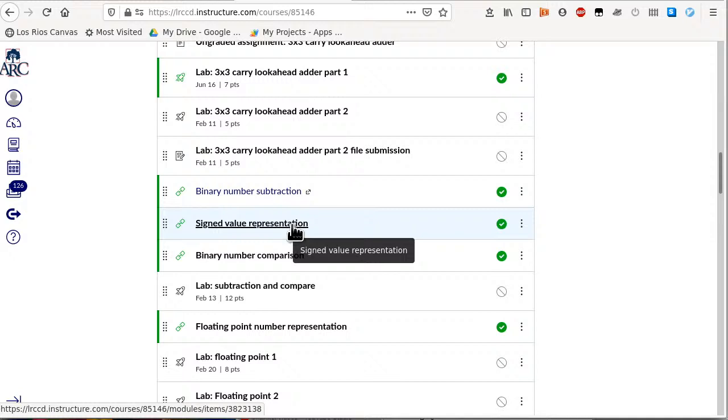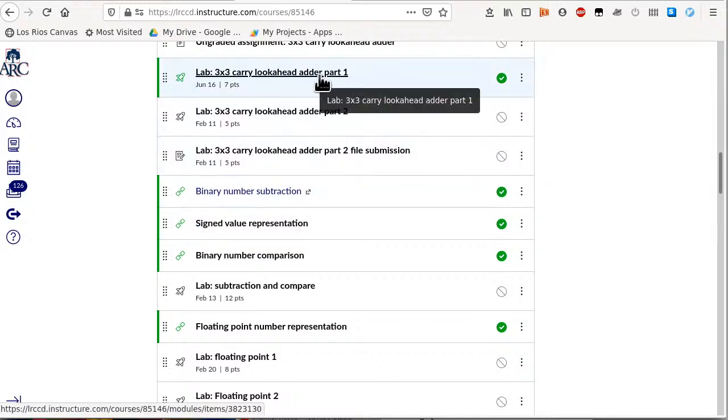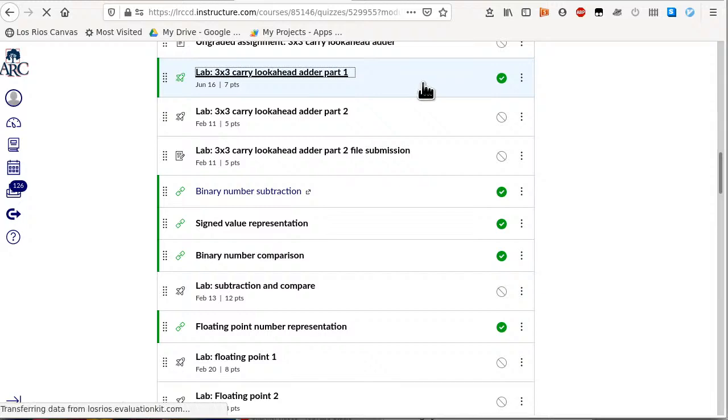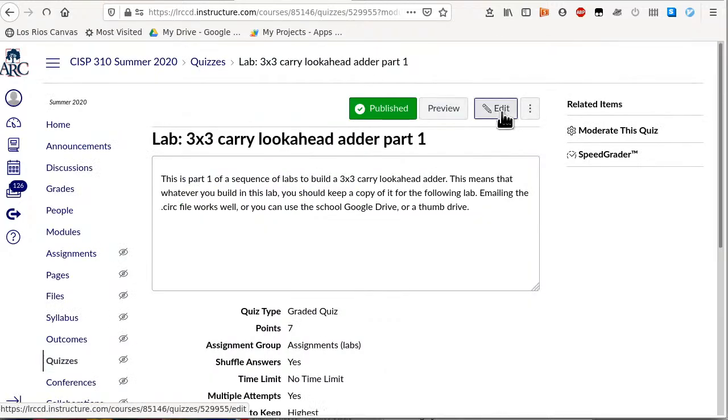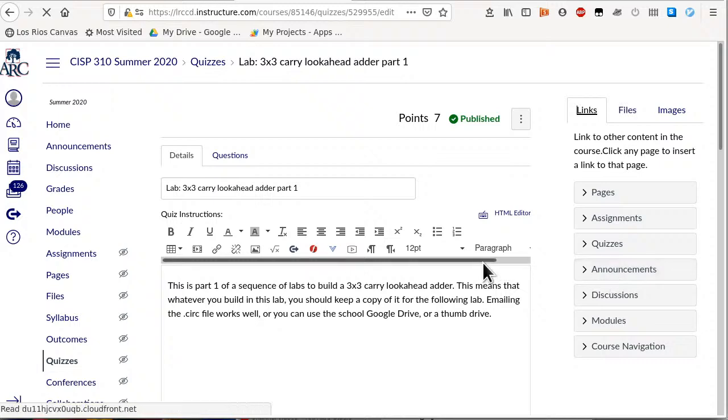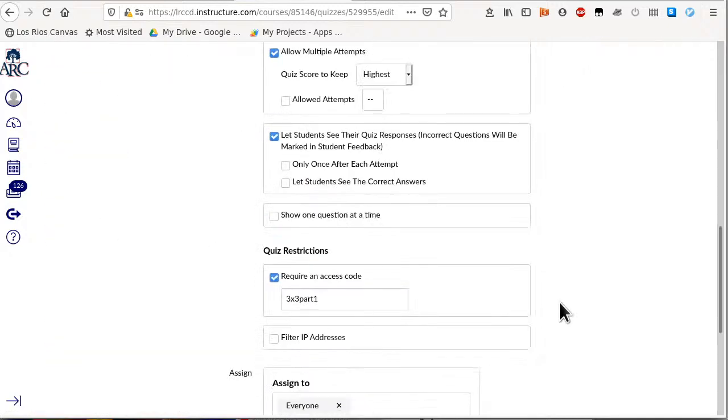Okay, the lab is already open. Carry look ahead part 1 is already open, and let me look up the passcode to it. The passcode is 3x3 part 1. So I'm going to write it in Discord. The passcode of the lab is 3x3 part 1, and I'll pin it so the people who are watching the recorded version can also quickly locate that. There we go.